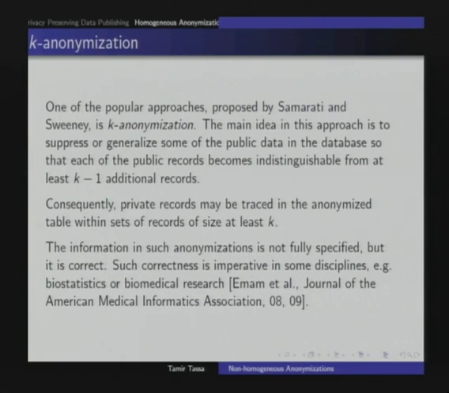Such correctness is imperative in some disciplines, especially biostatistics and biomedical research. I give here references to two papers that explain why they prefer to work with table data that was anonymized this way and not by means of perturbation, where it is not clear when you see the age 37 whether it originated from 21 or from 36 or from something else. So this is one issue that needs to be understood.